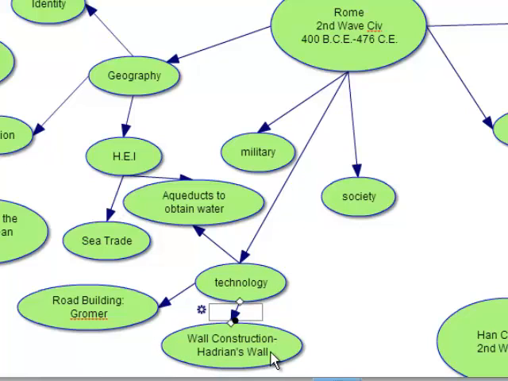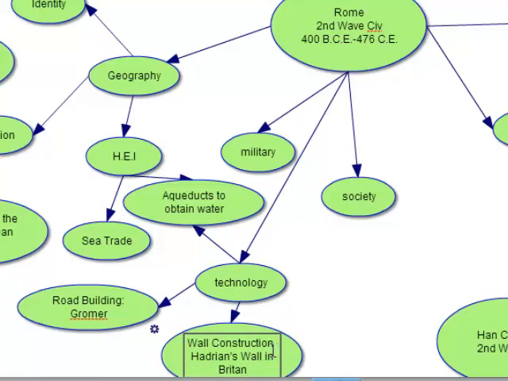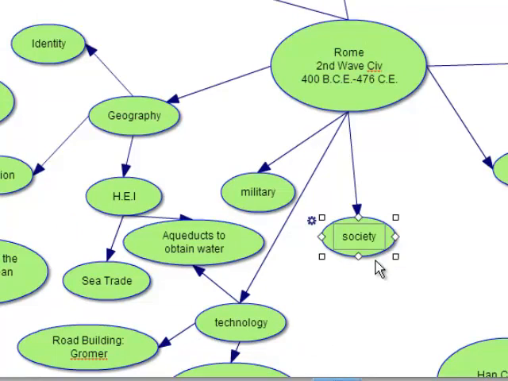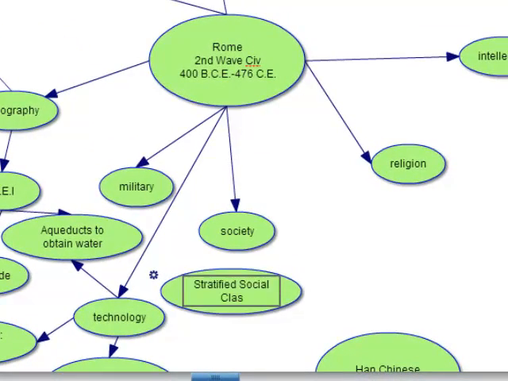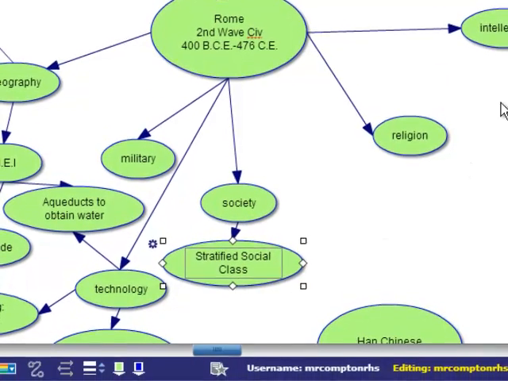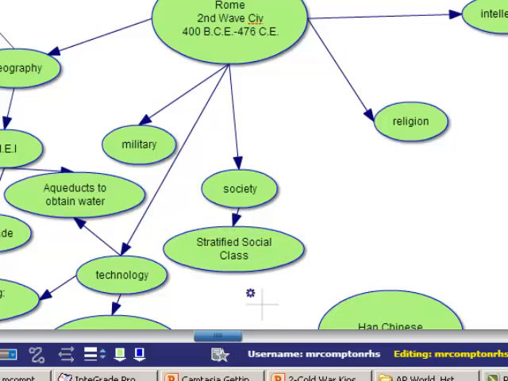Okay, and then you probably want to identify the location in Britannia. Okay, so then, again, you're elaborating with these different details. Society. You might want to break that one down where you add stratified social classes. And then from there, we want to make our little connection. What are some of the social classes that we have?